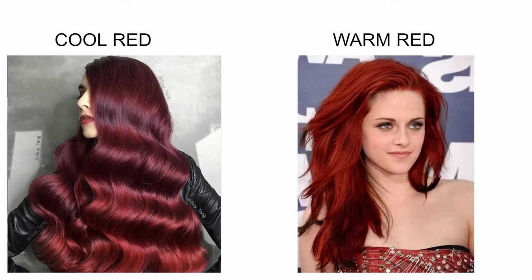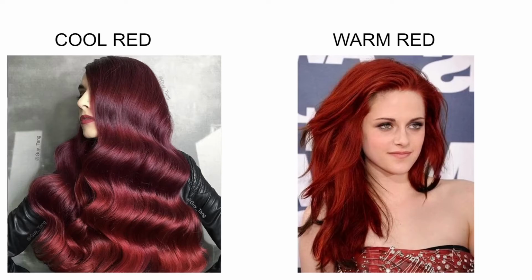When we need to neutralize tones, we will need to refer to the color wheel. If a client wants less red in her hair, we will need to add the opposing color on the wheel. Opposite red is green, and green is made up of blue and yellow. When blue, yellow, and red are mixed together, they will give us a neutral tone.